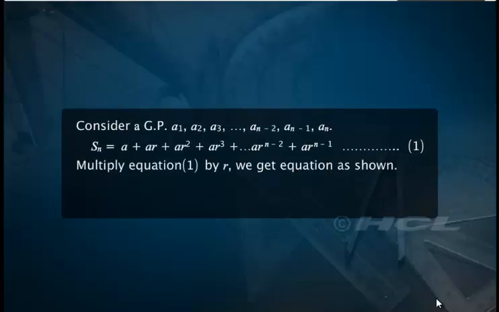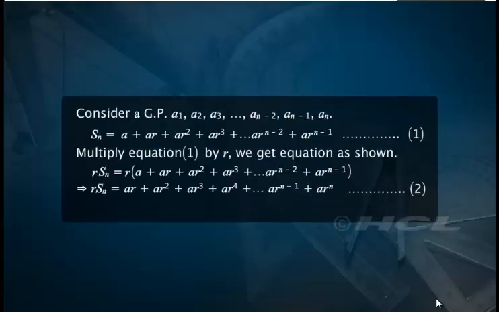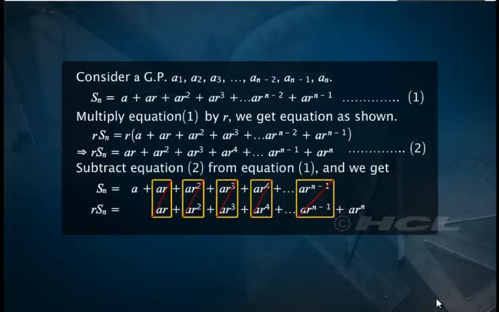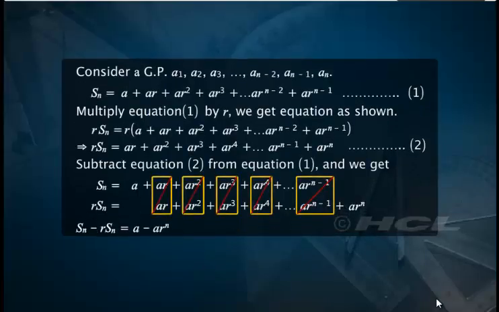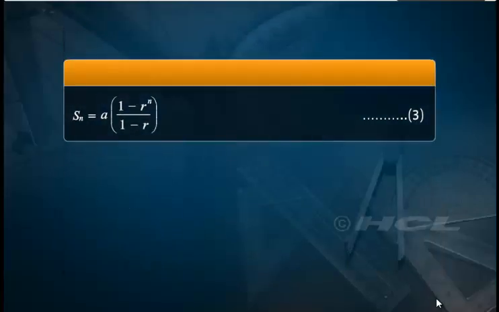Now multiply both sides of equation 1 by r. We get equation 2. Now subtract equation 2 from equation 1 such that we get equation 3 as shown. On simplifying, we get equation 3 as shown. In fact, equation 3 gives the sum of n terms of a GP.